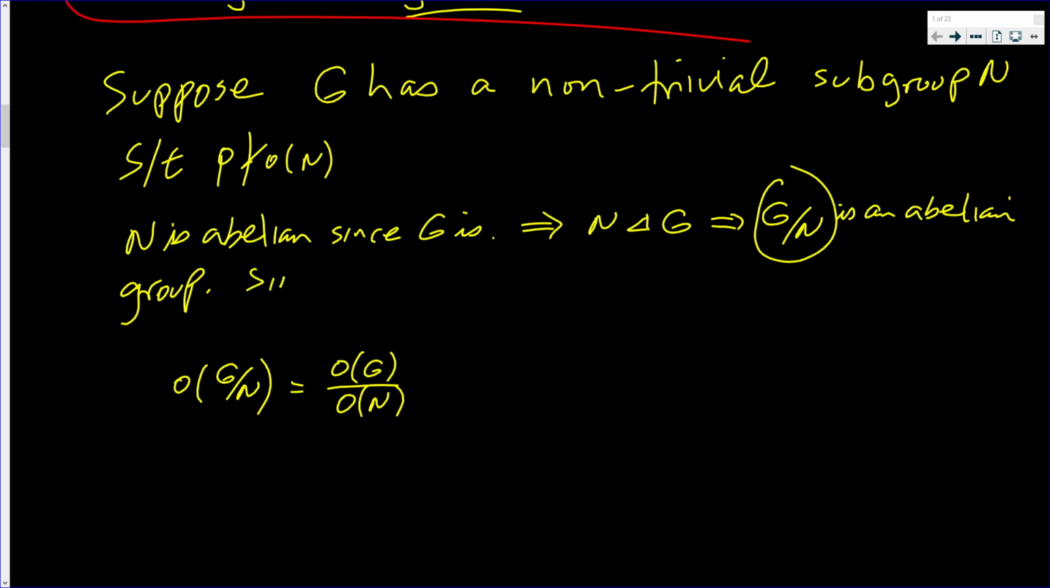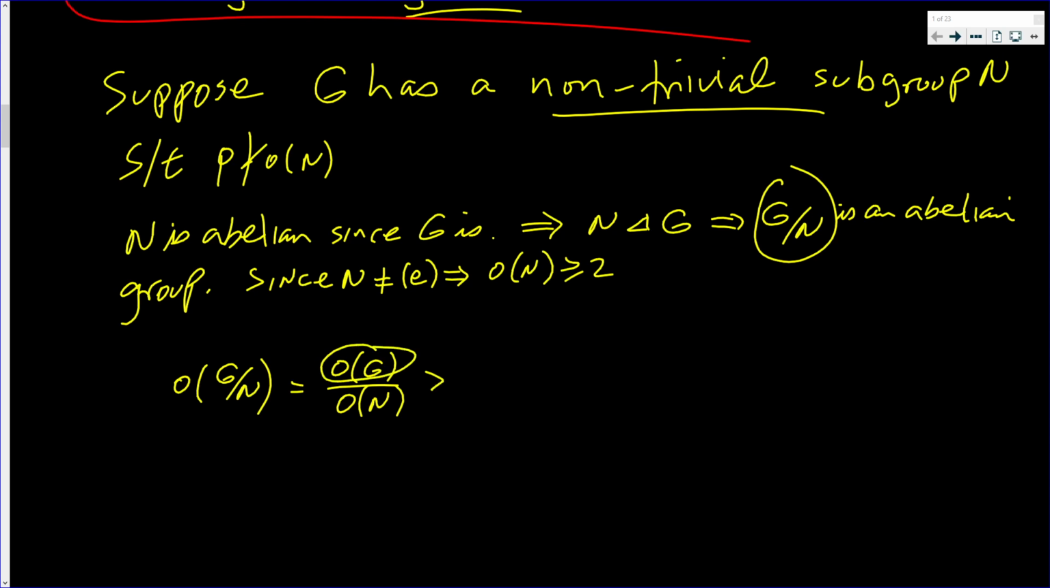Now, let's write it here. Since N is non-trivial, since N is not just E, that implies that the order of N is at least 2. Well, if you take this number and you divide it by 2 or 3 or 4, you get smaller than that number. If you have 10 candies and you share it with 2 people, you divide it by 2, the number got smaller. Less than the order of G. Okay, less than the order of G.